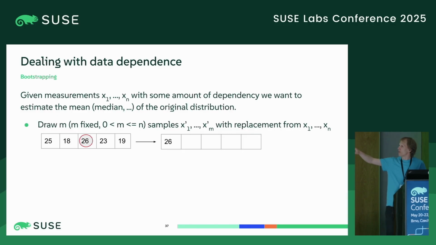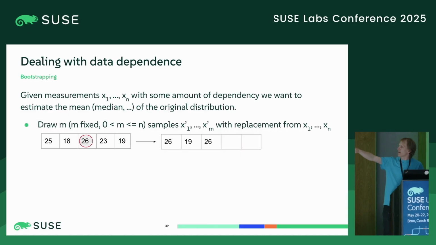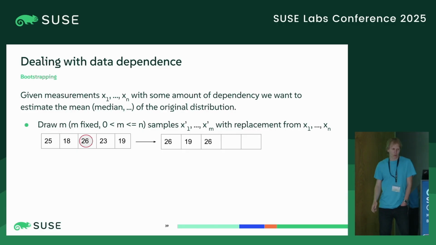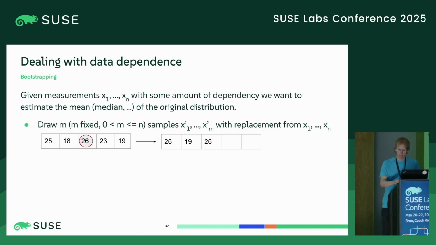So here we will be drawing 5 times. First we select number 26, then we randomly select number 19, then we again randomly select 26 again, and that's fine. This means with replacement. So the numbers can in principle repeat. We don't care. Then we select 18 and 25.